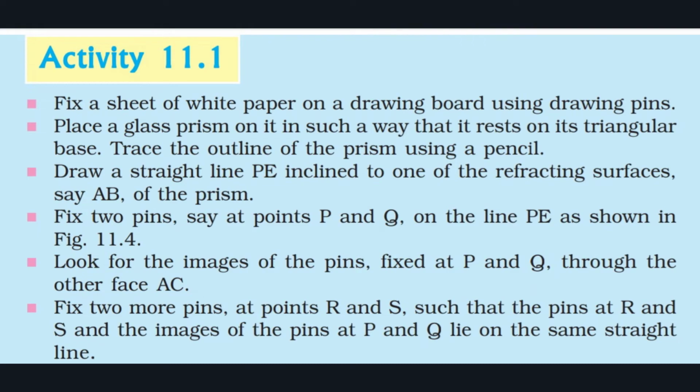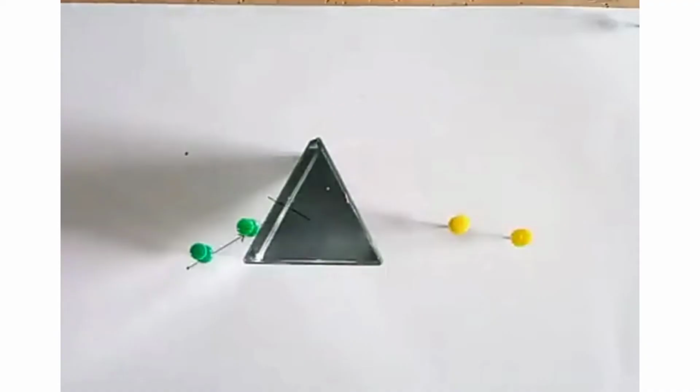Let us see here. We have the two green pins on the AB side. On the other side, AC, we should put yellow pins so that they lie on the same straight line as the green pins.